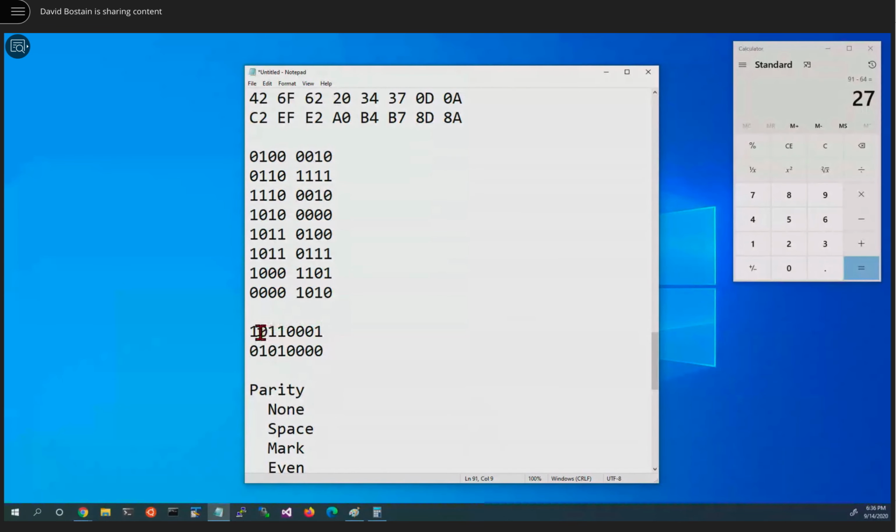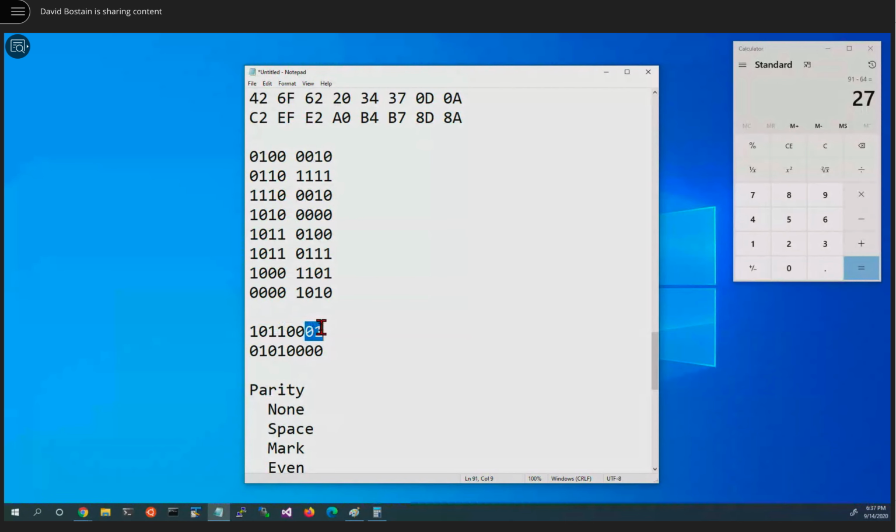Now the guy that receives it, he receives a 1, a 0, a 1, a 1, a 0, 0, 0. He says to himself, I have an odd number, I better receive a 1. If he receives a 1, the character was good. If he receives a 0, he throws an exception back to the sender and says, resend that character, I didn't receive it correctly. Now we can't fix it. All we can do is detect it.